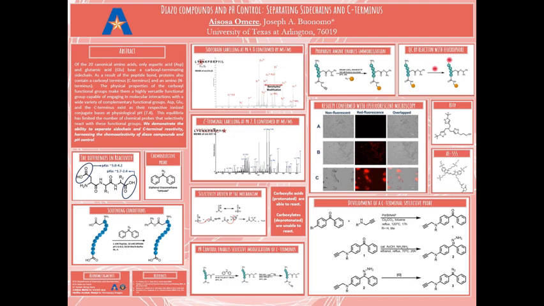Aspartic acid and glutamic acid and the C-terminus exist as their respective ionized conjugate bases at physiological pH 7.4. This equilibria has limited the number of chemical probes that selectively react with these functional groups. But here, we demonstrate the ability to separate the side chain and C-terminal reactivity by harnessing the chemoselectivity of diazo compounds and pH control.